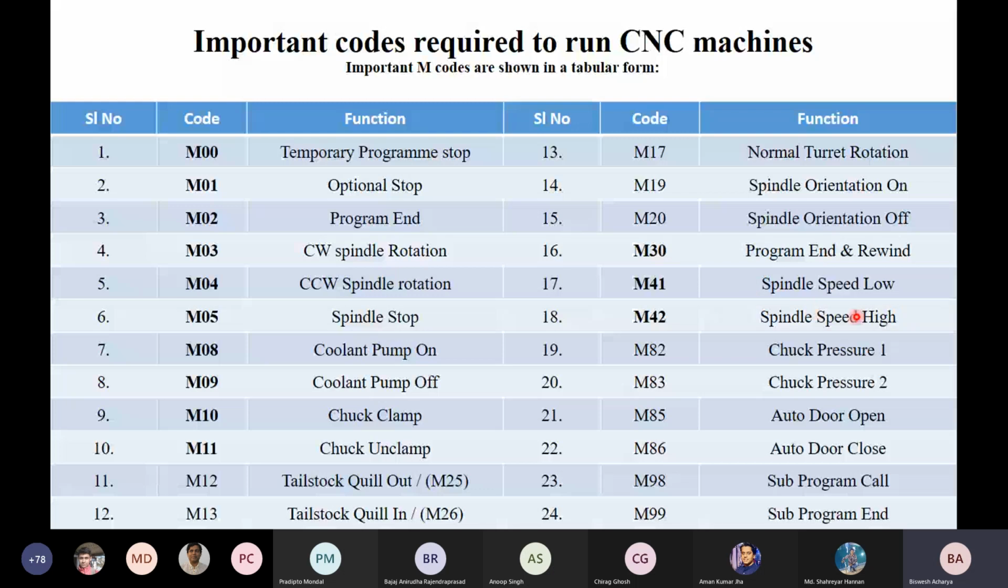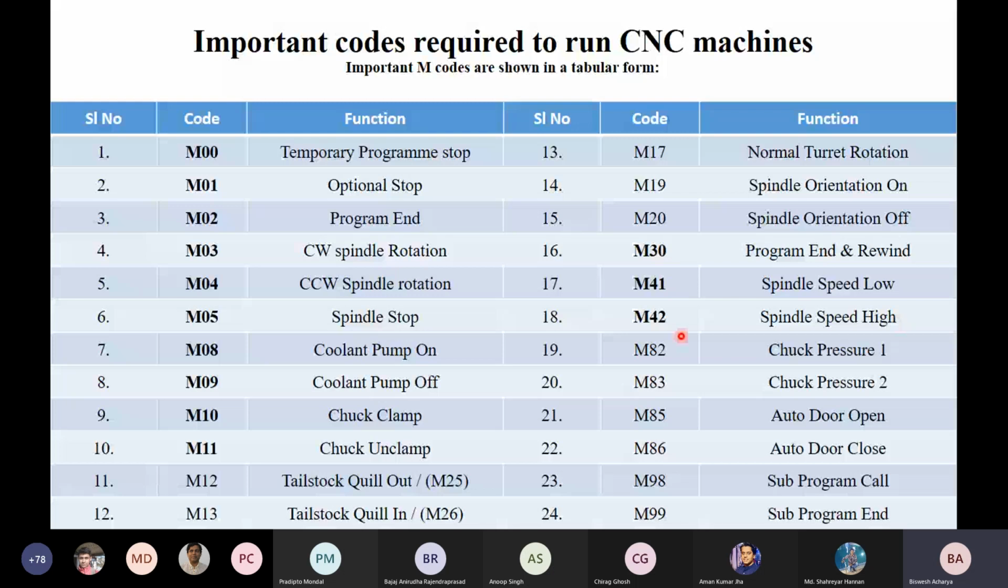That means whenever we are operating at a spindle speed of less than 1000 rpm, we can define it by M41 so that the machine will understand that the spindle speed is low, and M42 means we are operating at a higher spindle speed, more than 1000 rpm. Okay.